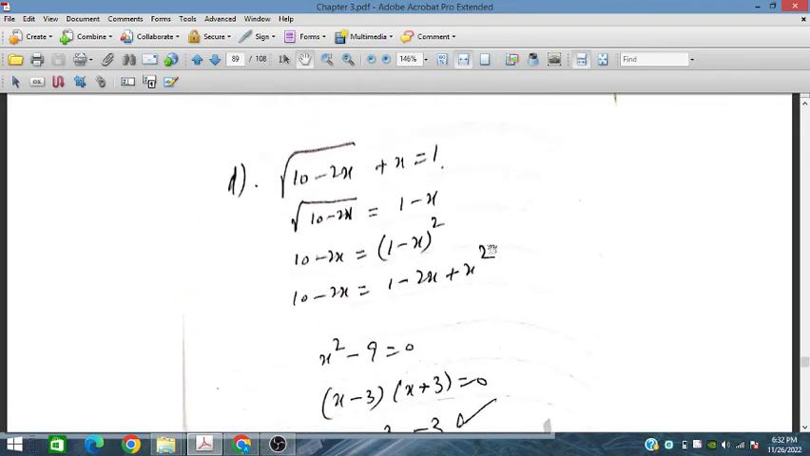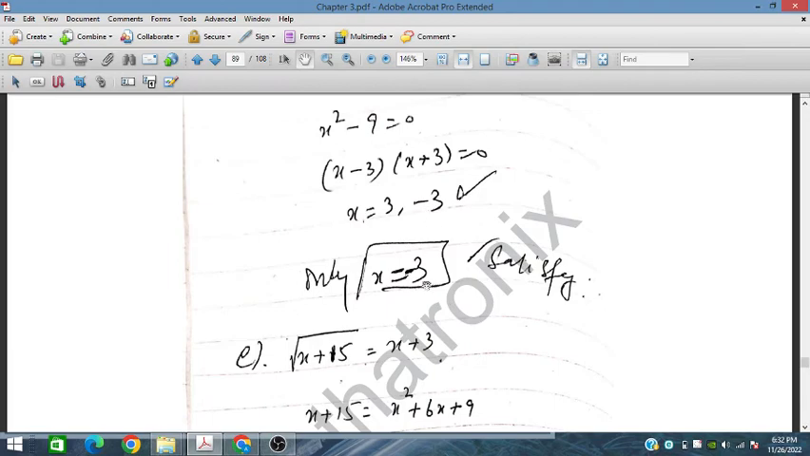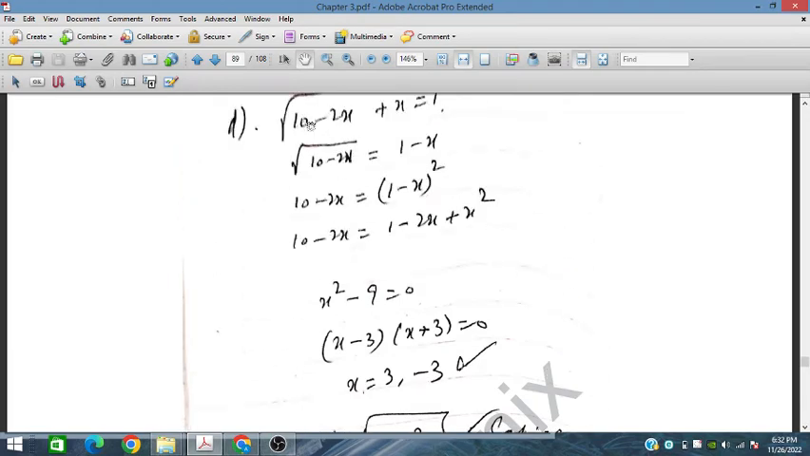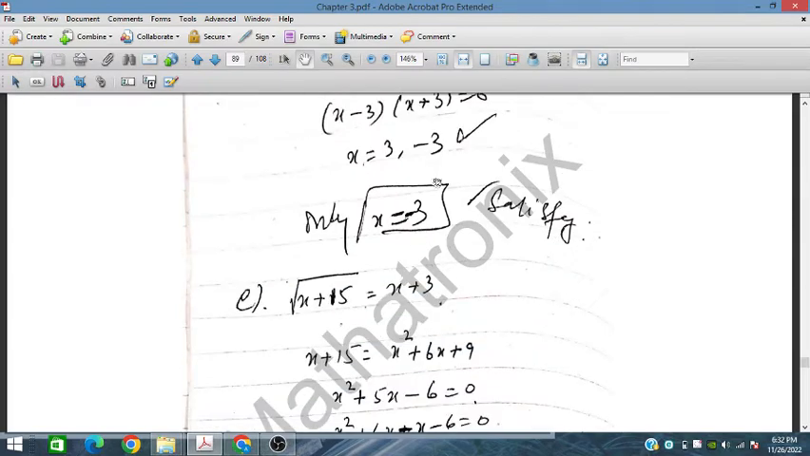So we have to check whether the result is satisfying or not. So this x is 3 is satisfying this equation, so this one is the solution. So not every probable solution is a solution, only the probable solution that satisfies the equation is the solution. So we have to check it.